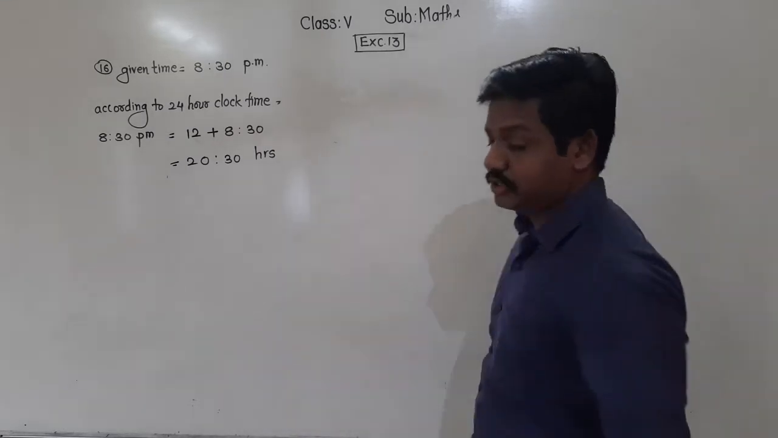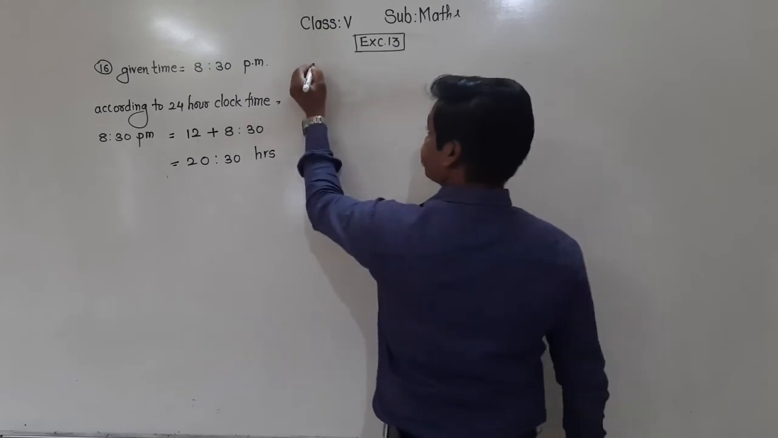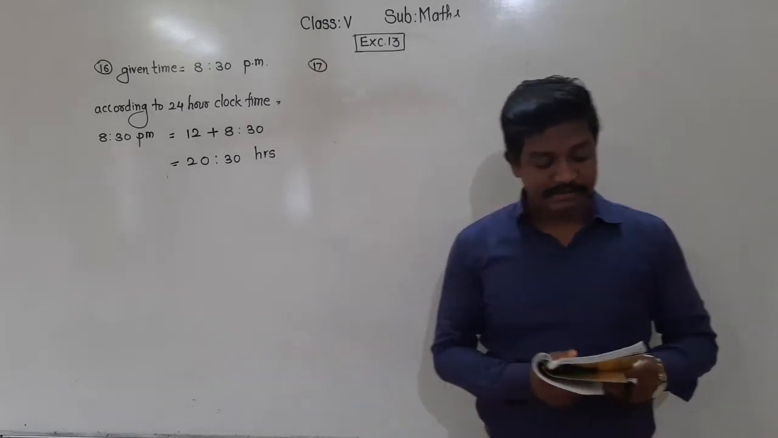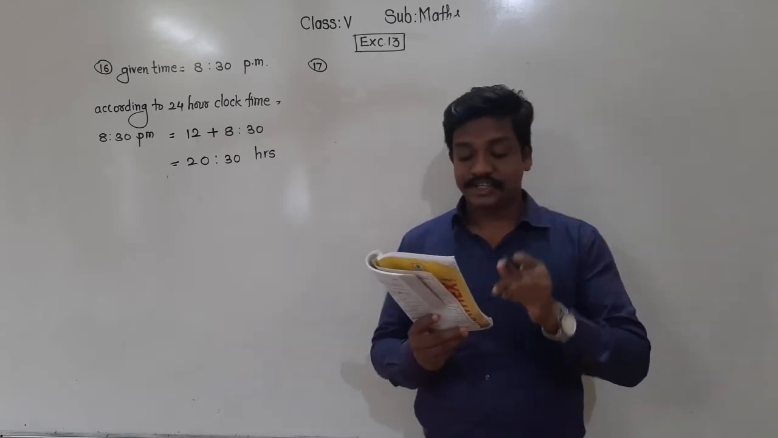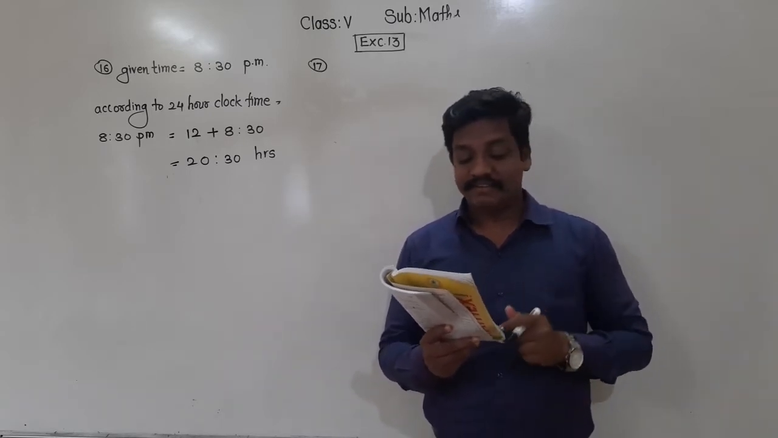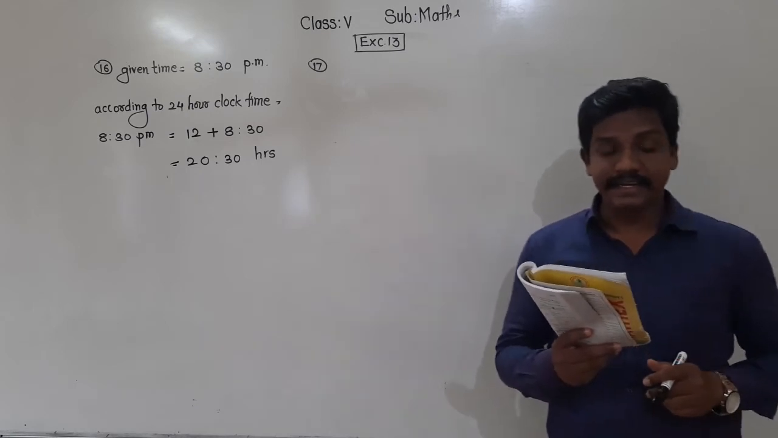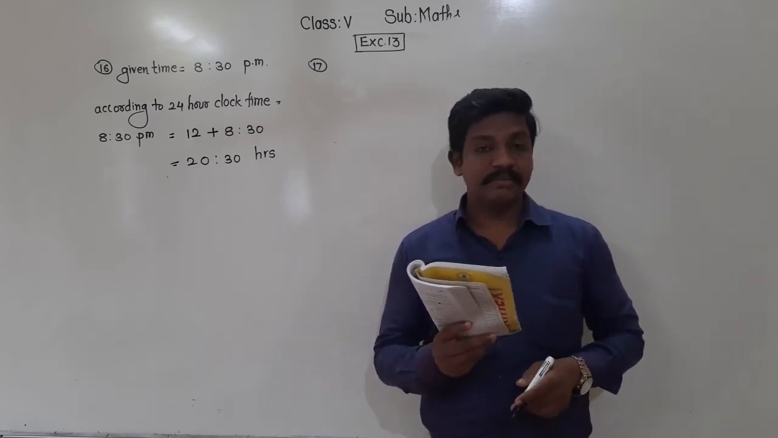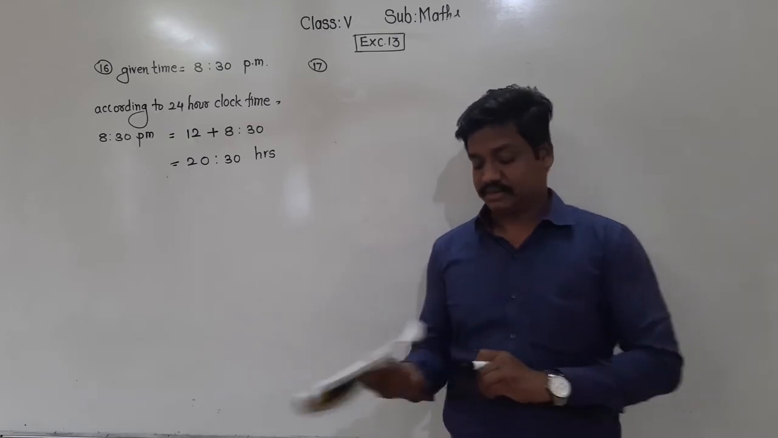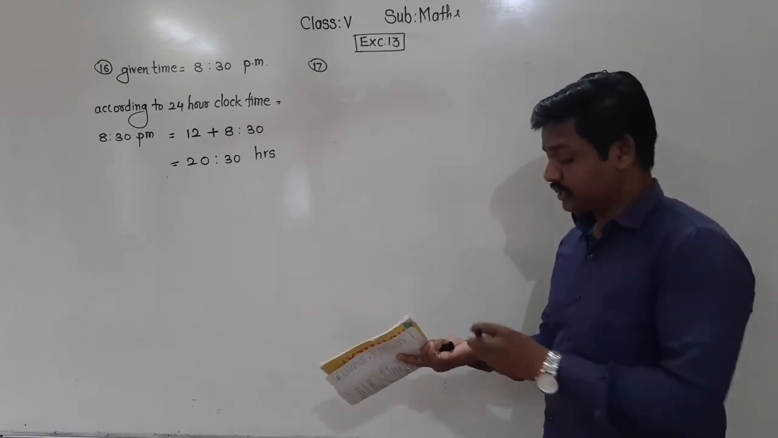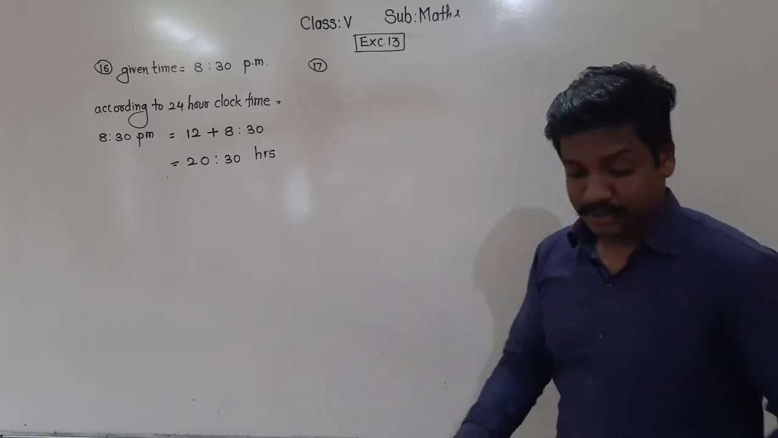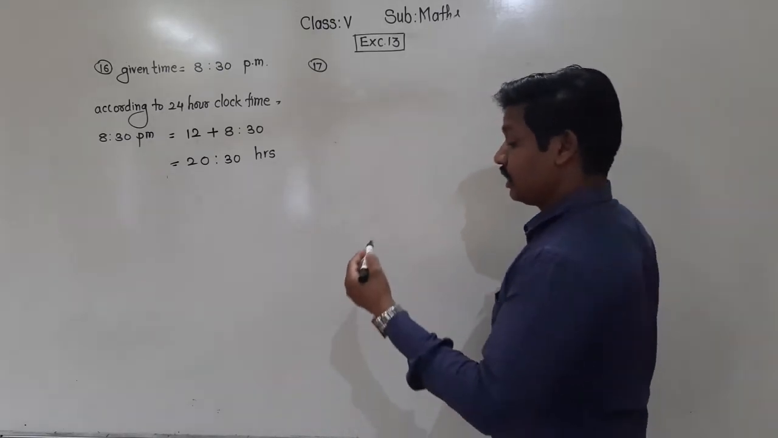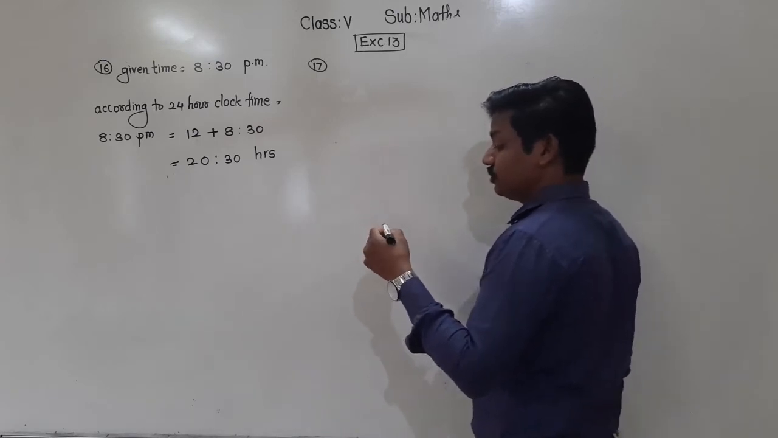Then see question number 17. A stationery dealer ordered 17,280 notebooks. Convert the number into gross and dozen. Here the number of notebooks is given, and this we have to convert into gross and dozen.